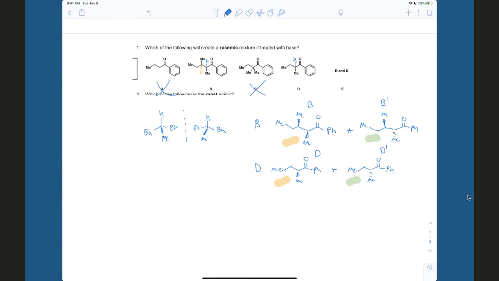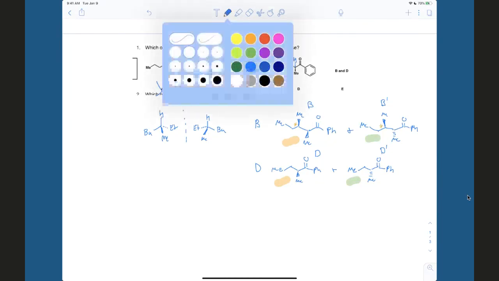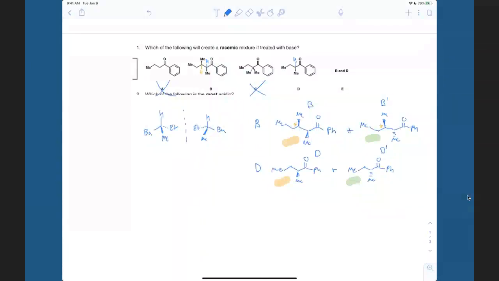So I'll mark these with a star. This one did not change, but the blue one can still be deprotonated because it's next to the carbonyl. So the intermediate will be this enolate, and this is what ends up being flat. So when this gets reprotonated, it can come from either side. The methyl, though, will always stay relatively forward.